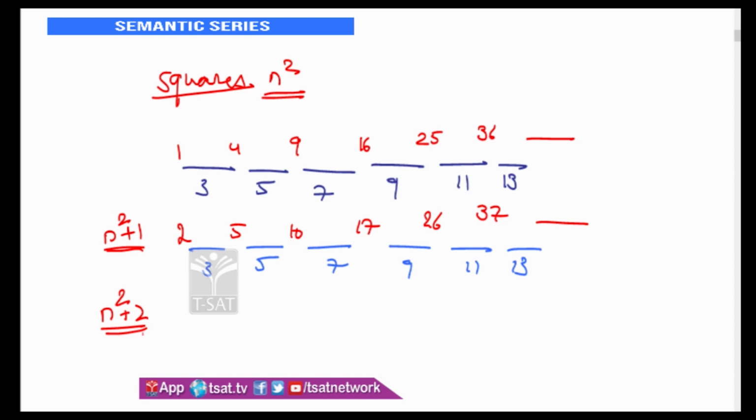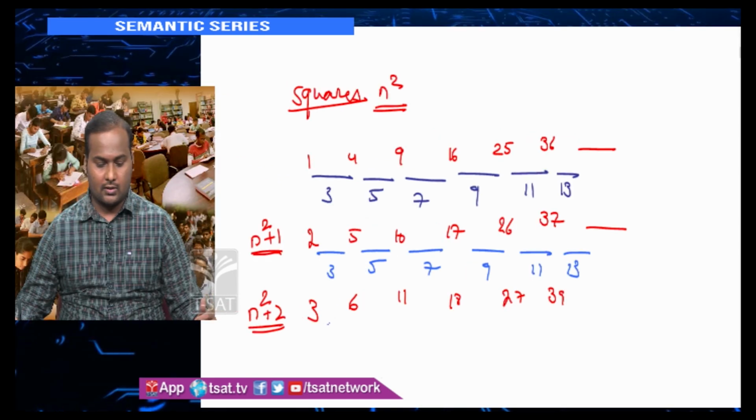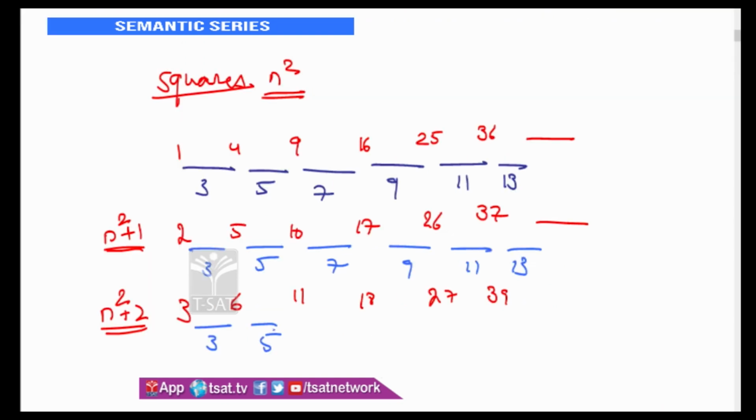In the format of n square plus 2, the question will be given like 3, 6, 11, 18, 27 and 39. If you are able to recognize that 3, 6, 11, 18, 27 and 39 is like n square plus 2, it is well and good. Otherwise, you can take the difference here also, because here also the differences are 3, 5, 7, 9, 11. And the next one, obviously, the difference will be 13. You just add 13, you will get the answer, that is 52. So you can solve in this way also.